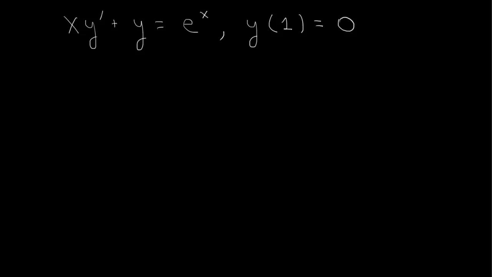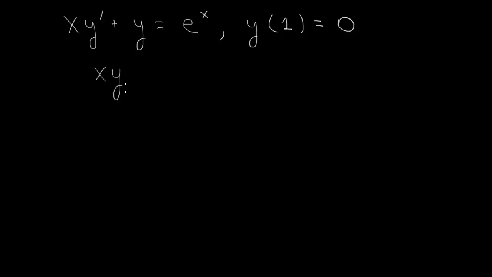So in this video I'll show you how to solve a linear first order equation, xy prime plus y equals e to the x, with initial condition y at x equals 1 is equal to 0. Okay, so the easiest way to solve this equation is to notice that xy prime plus y is just the derivative of x times y.